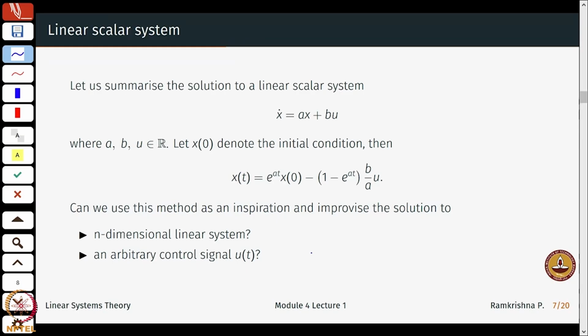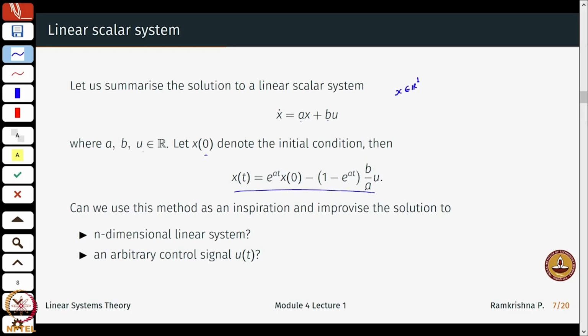Let us start building our case with a scalar system. x is just in R as opposed to an n dimensional state vector. Therefore, A and B will also be in R, u will be in R, and so on. So, if x of 0 is the initial condition, then the solution can be written in this way.